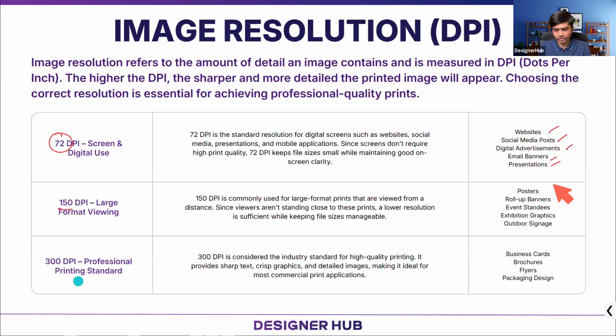Coming up to printing of small print items like posters, roll up banners, event standees, exhibition graphics, outdoor signage, and all of that, 150 DPI. Because all these are for far off viewing, not near viewing. But anything which is closer to the eyes, which has to be very crystal clear and crisp, you have to go for 300 DPI, like business cards, brochures, flyers, packaging design. Clear how to select which kind of DPI to go with? I hope that is more clear for all of you.